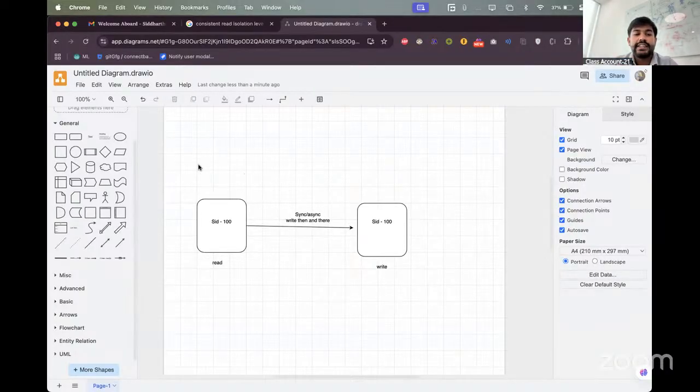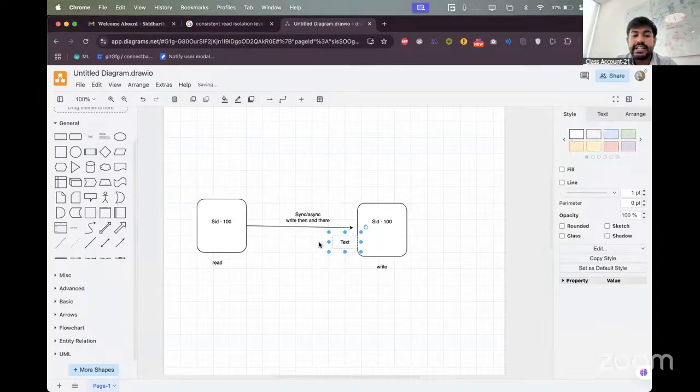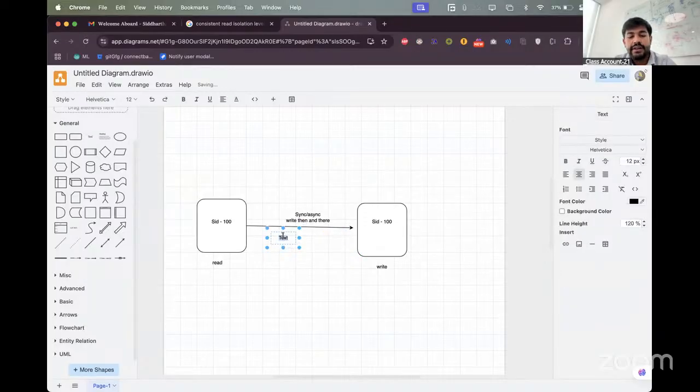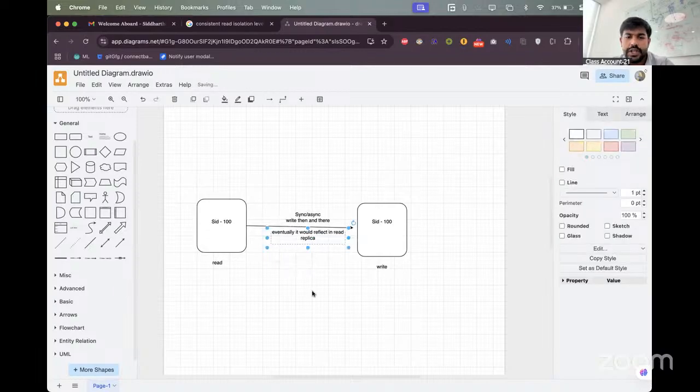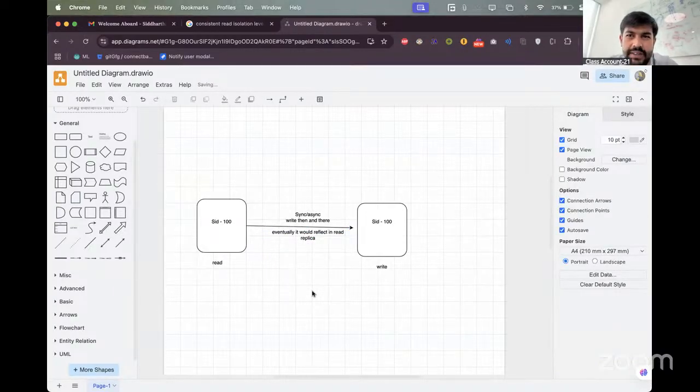But changing the profile picture is acceptable, that after 1 or 2 days it would start reflecting everywhere. So that is where we use the term async. That means eventually it would reflect in the read replica. Whenever sync means right then and there, they both would happen at the same instance.